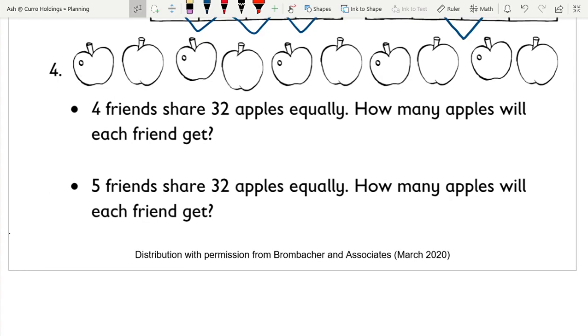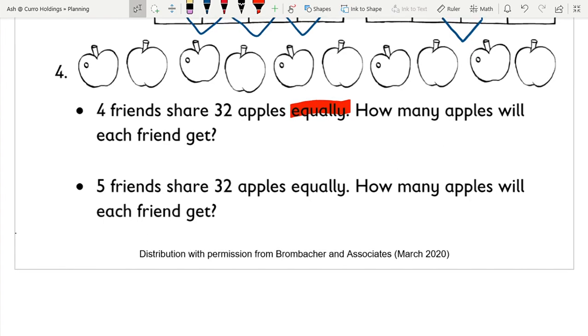Then number 4 says, 4 friends share 32 apples equally. How many apples will each friend get? So I'm going to highlight the word equally. Why? Because this shows us that each friend has to have the same number of apples. So if we had 2 apples left over at the end, we cannot share them, because that means that other friends might not get the same amount. So let's look at the sum together.